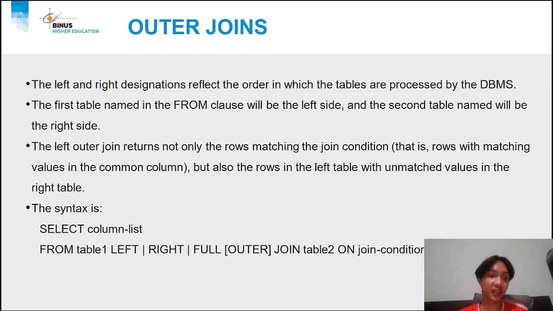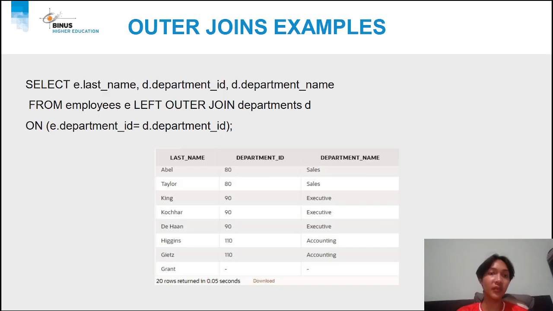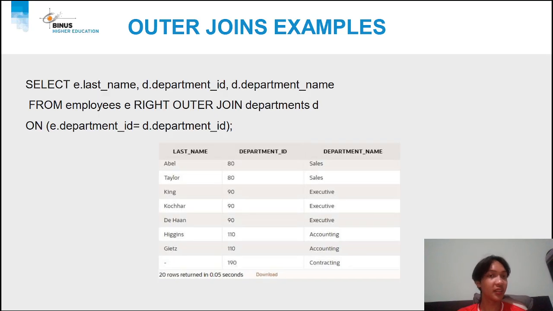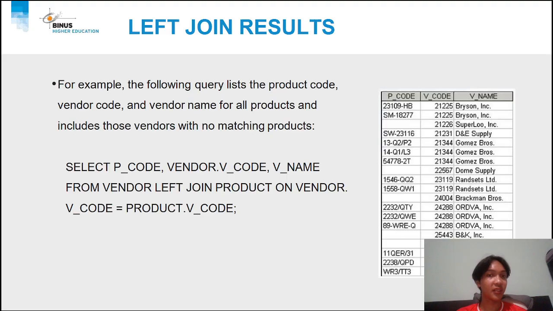So the syntax is, as you can see: SELECT column list FROM table1 LEFT, RIGHT, FULL OUTER JOIN table2 ON join condition. And there is some example again in here, as you can see. And now is the left join result.